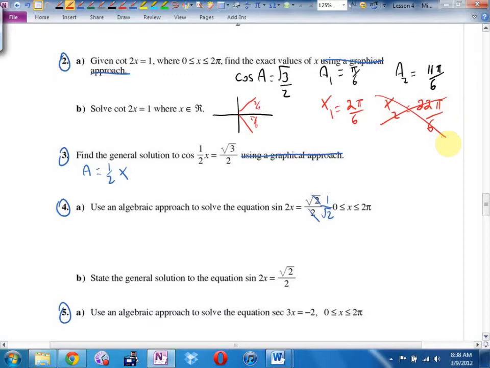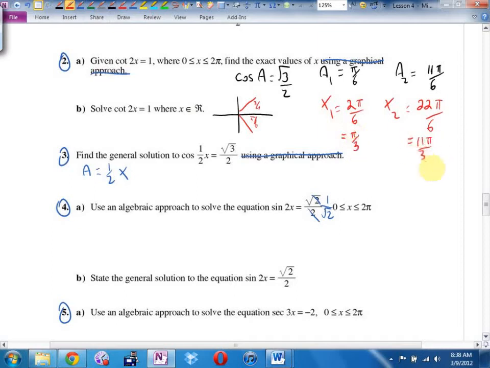Oh no, they wanted the general solution. I stand corrected. They didn't say between 0 and 2 pi. Number 3 said find the general solution. So, okay, there's my 2 primary angles. And you know what? Since both of these do reduce, I will this time write this as pi by 3 and 11 pi by 3.